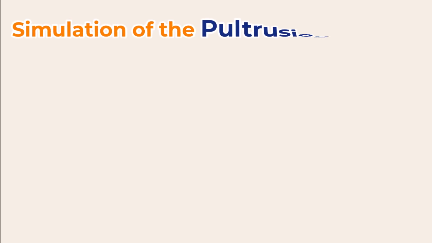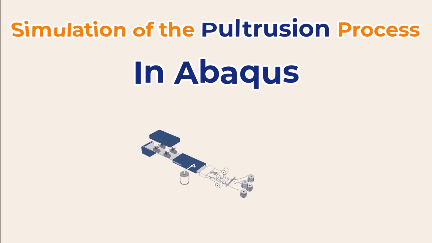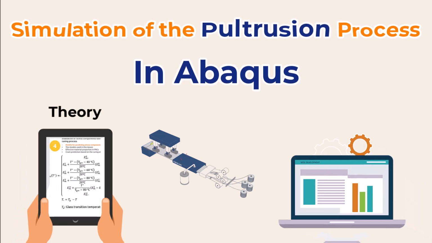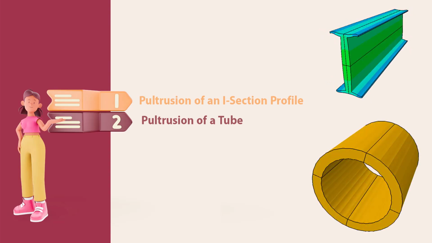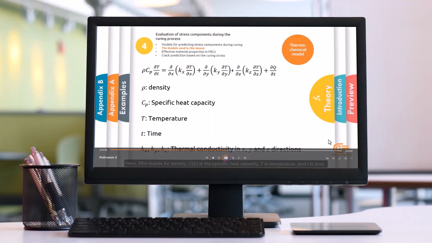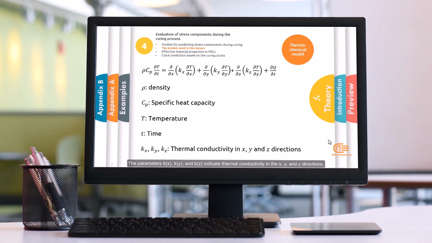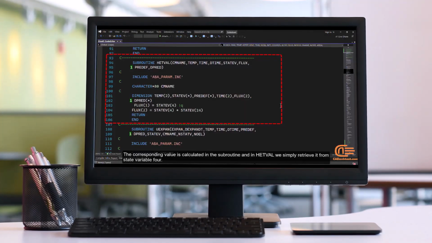In this training, we analyze the curing of composite profiles during the pultrusion process using Abaqus. We go through 2 workshops step by step, first an eye-shaped section and then a tube-shaped section. All related theory and formulations are explained using the Chile model. To implement these models in Abaqus, various subroutines are used and reviewed block by block.